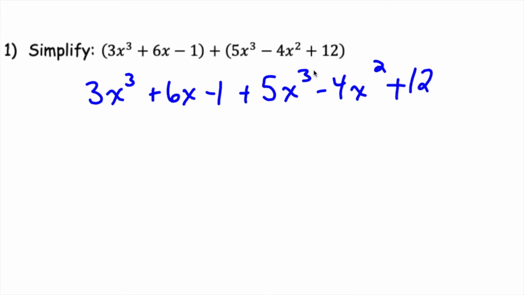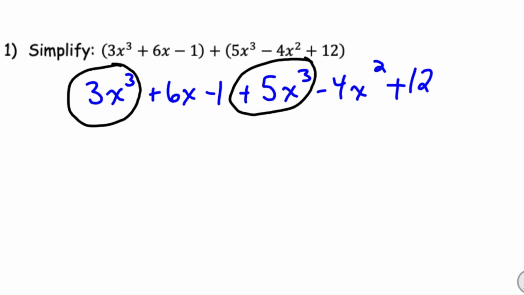So first of all, starting with your highest power, I have an x to the third. So I can combine 3x to the third. Don't forget to take the sign that's in front of the term that goes with it, plus 5x to the third. So we add those together and we will get 8x to the third.